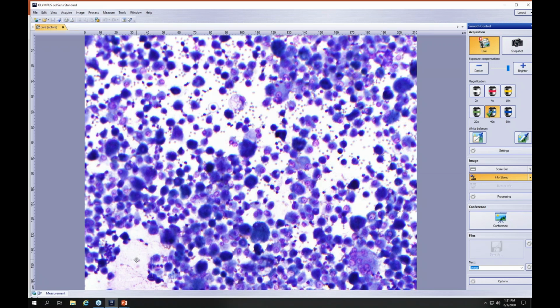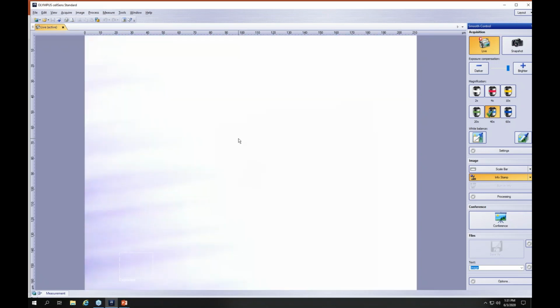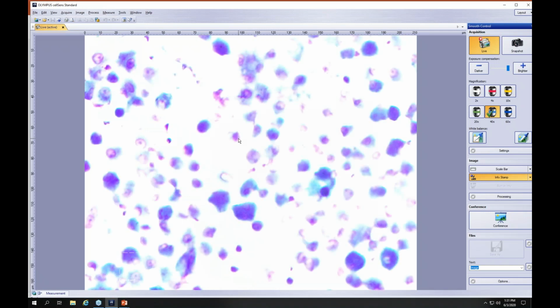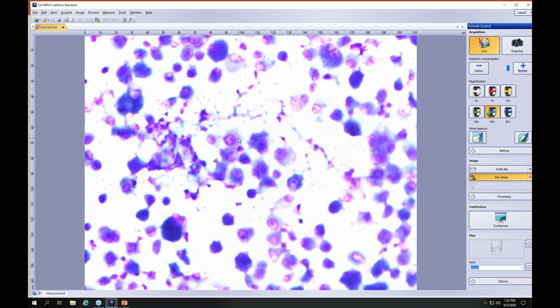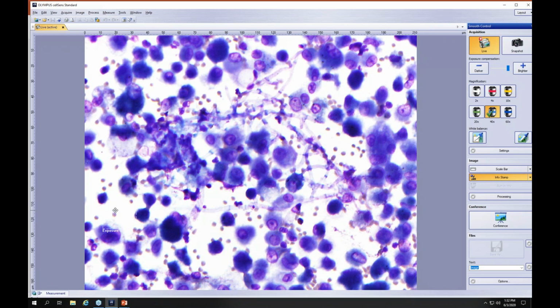This is on 20x, and there's some inflammatory cells in the background. This is in the Diff-Quik sample. This was the only sample that actually had this entity in it. And you can see here, let me get this into the right corner so we can actually see.